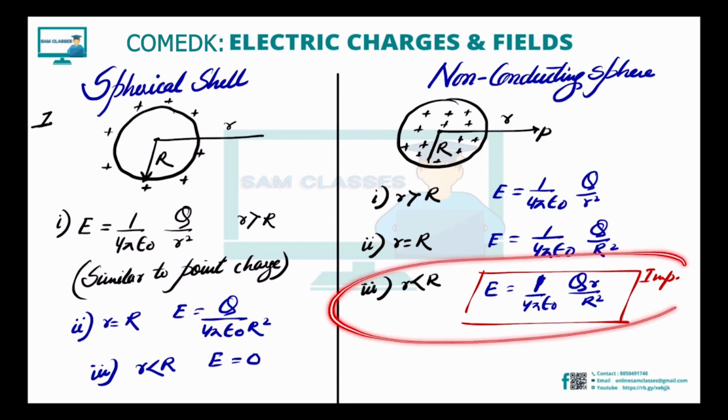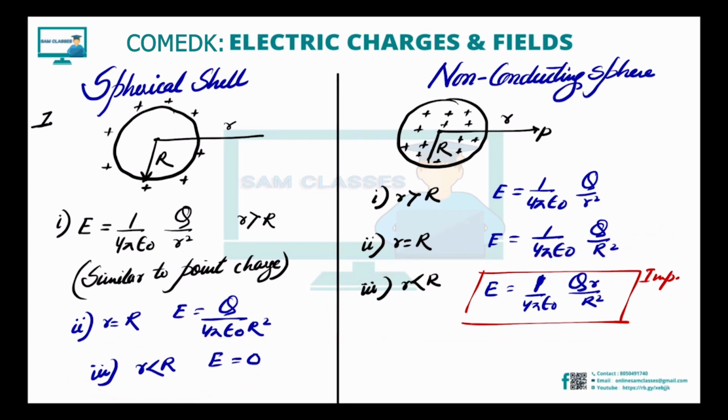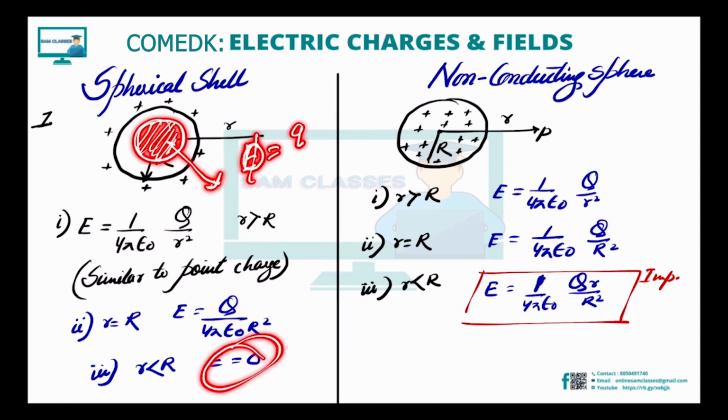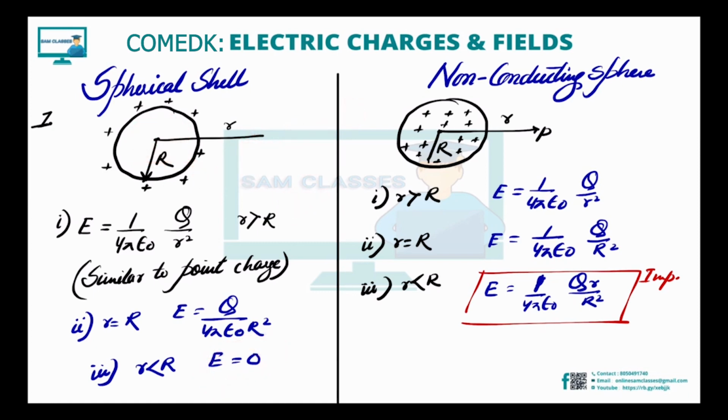Now this one is very important. When you are taking it inside, what will happen? No charge is there inside. So electric field will be zero, because electric flux is charge enclosed by epsilon naught, so this is equal to zero. Flux is equal to E dot dA, so electric field will also be zero because no charges are contained inside.